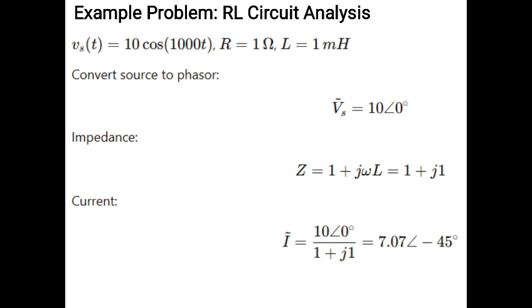Substituting, we get the Z value as 1 + j1, and the current is given as V/Z, which is 10∠0 divided by 1 + j1, and the value is obtained in phasor form as 7.07∠−45 degrees.